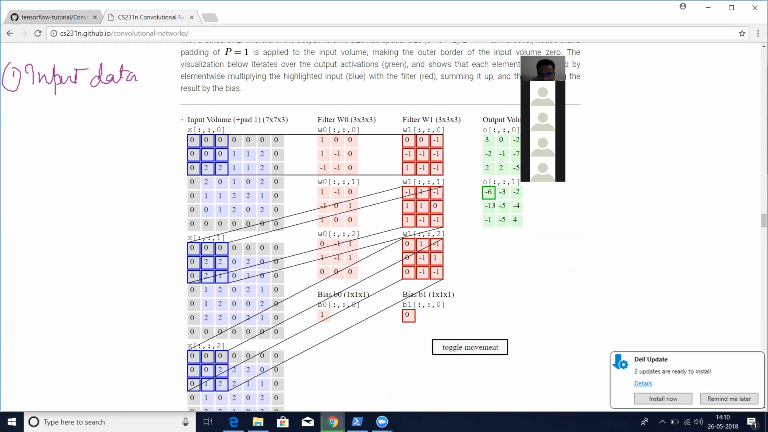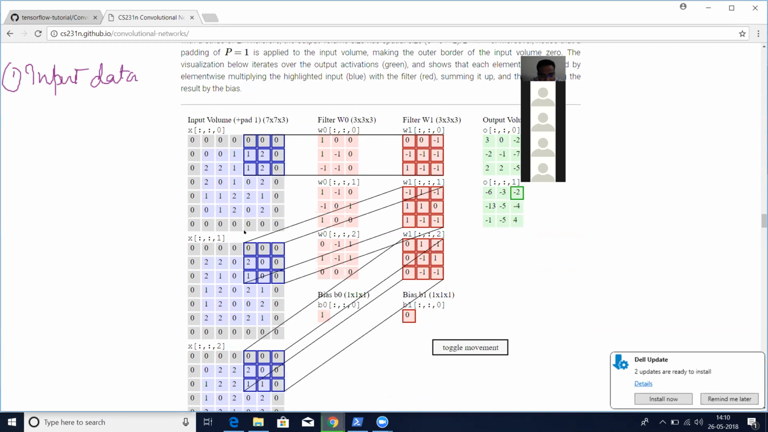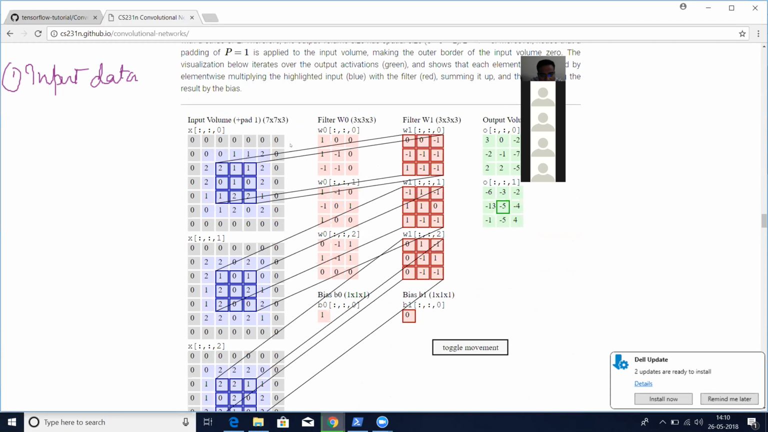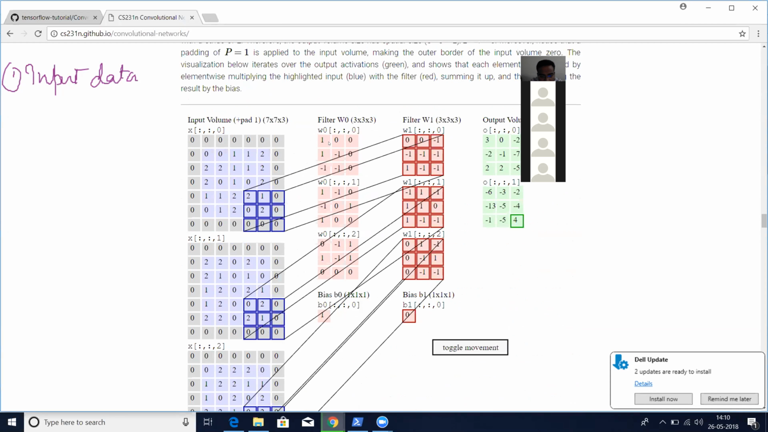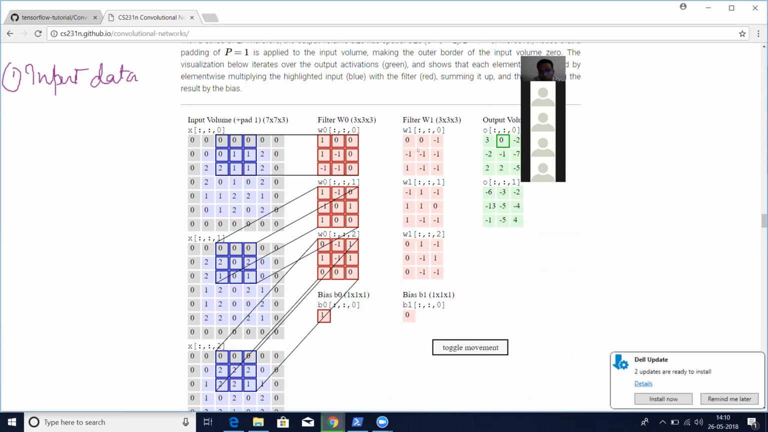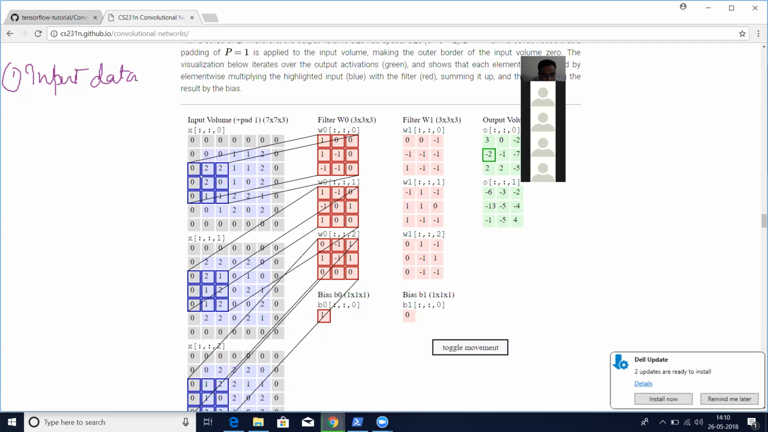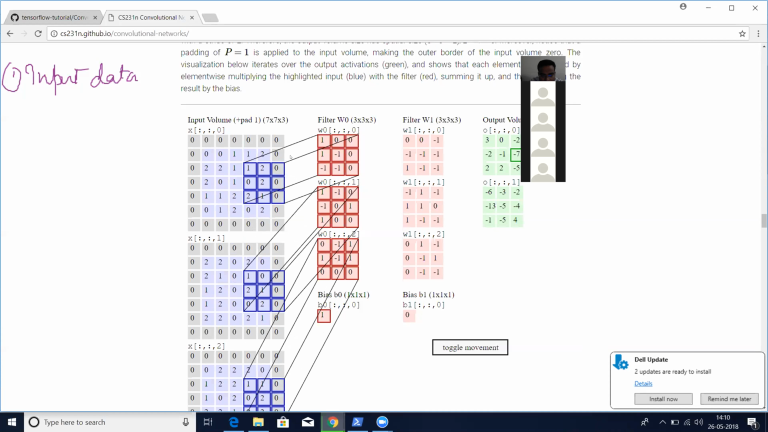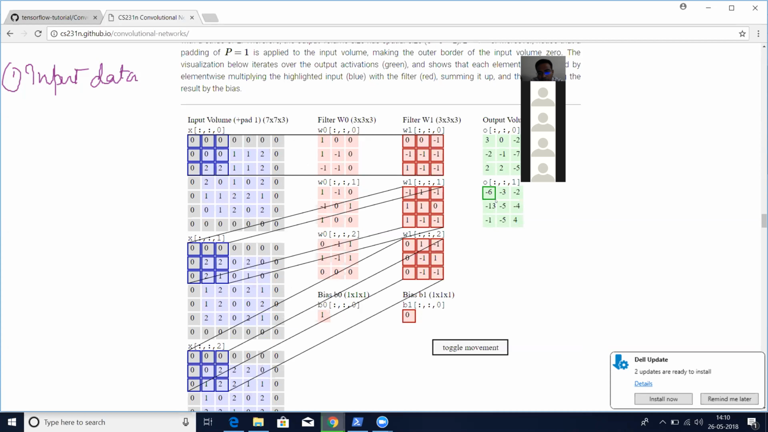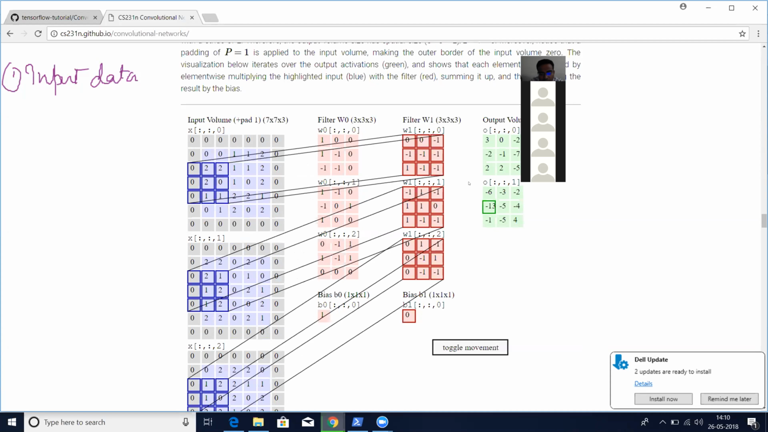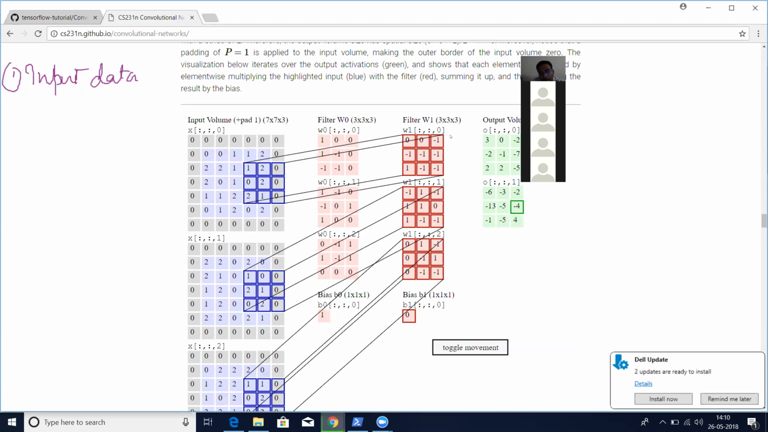Understood, right? This is your input data. Is it clear to everybody? Just an example case. This is the input data, and this is your filter. Yeah, it's showing all of them, right? This is the filter. So what you're doing is a cross product. Did you notice this? The cross product, and whatever is the sum, you're putting it over here. Okay, this is what is meant by applying a filter.